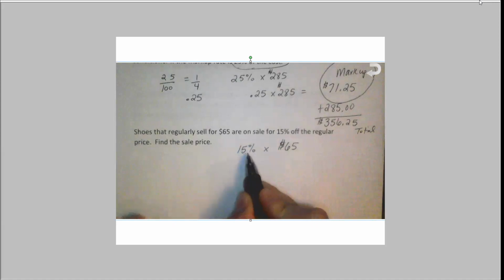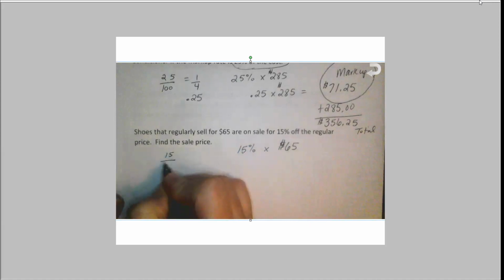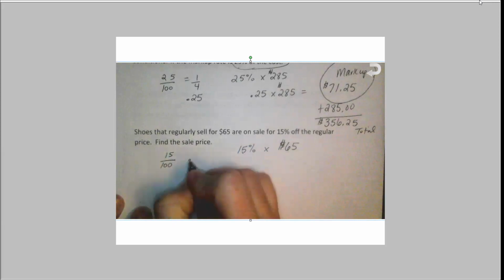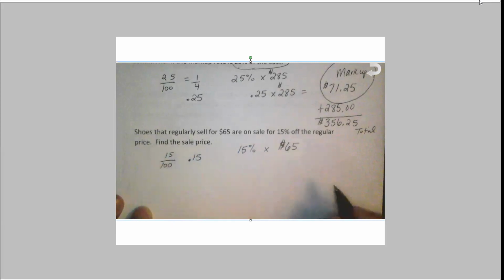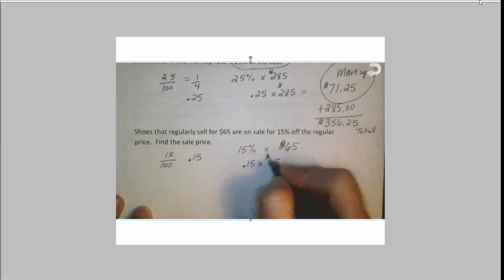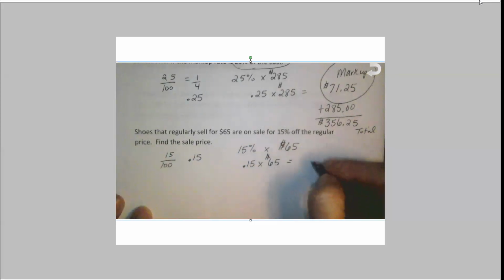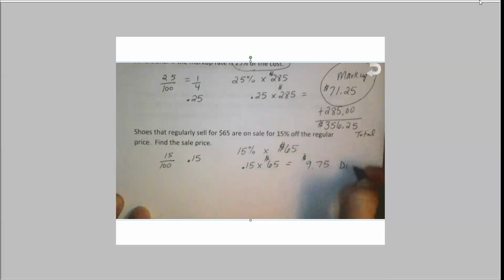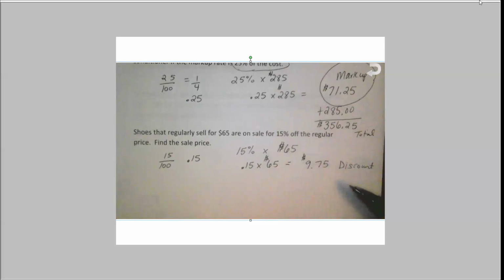So once again, I'm going to turn that percent into a fraction or a decimal. You work with either form. So 0.15 times $65 equals $9.75. Okay, that is the discount. That's how much is about to be taken off of that original price.